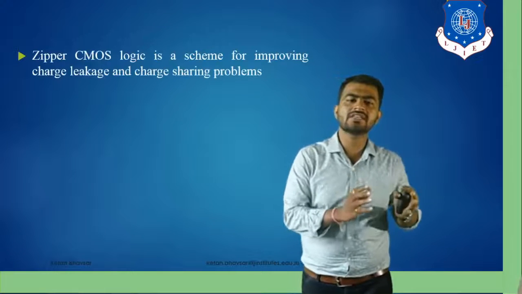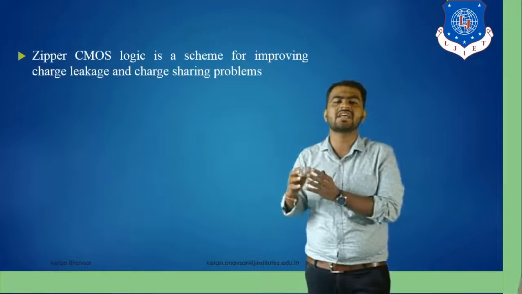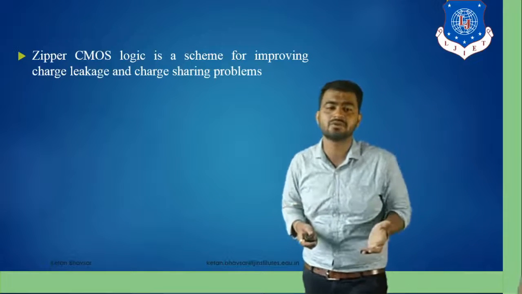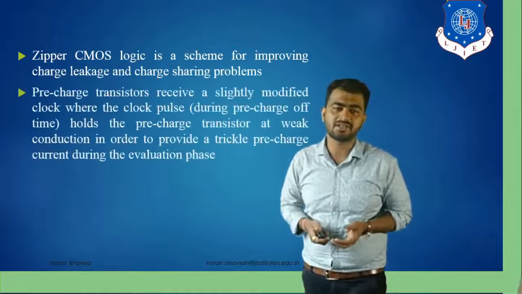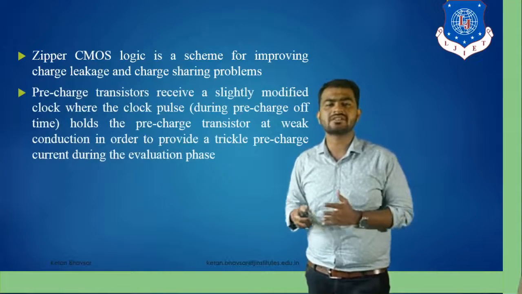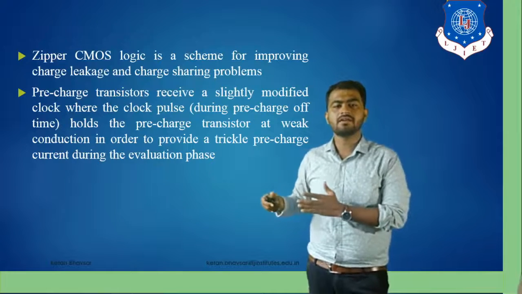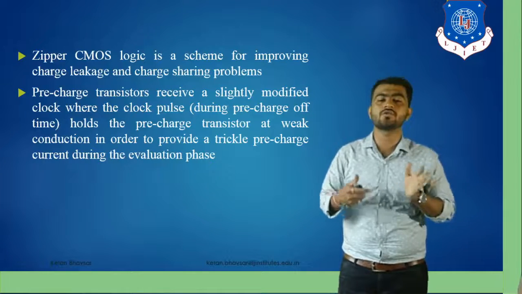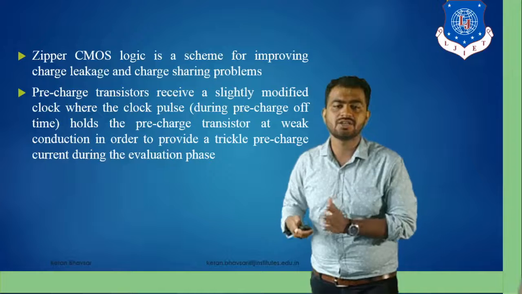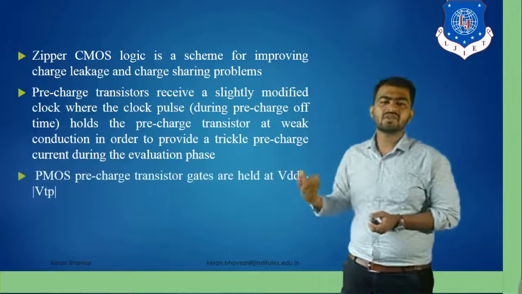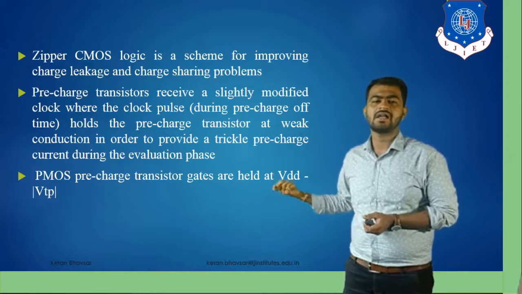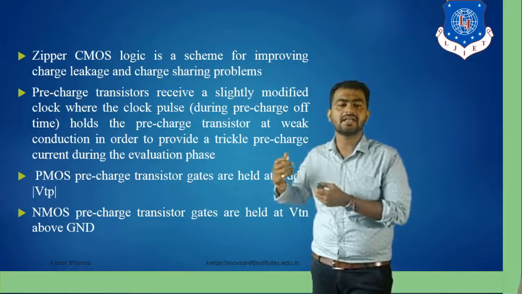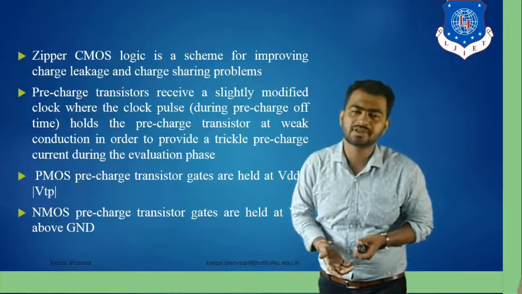So zipper clock logic is a scheme for improving the charge leakage and charge sharing problem. Definitely, if you're talking about the zipper logic circuit, then ultimately we are achieving a better output as compared to the other types of logic family. So the pre-charge transistor receives a slightly modified clock where the clock pulses hold the pre-charge transistor at peak condition in order to provide a critical pre-charge current during the evolution phase. So the PMOS pre-charge transistor gates are held at VDD minus VTP, and the NMOS pre-charge transistor gate is held at VTN above ground.